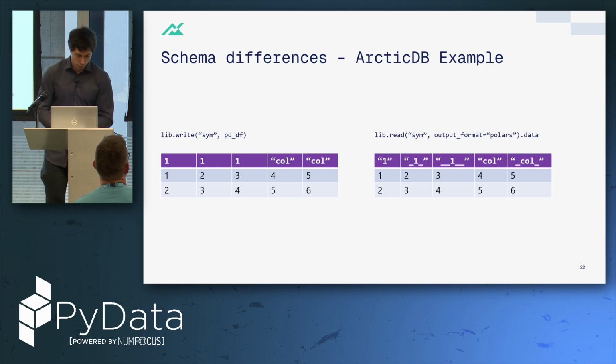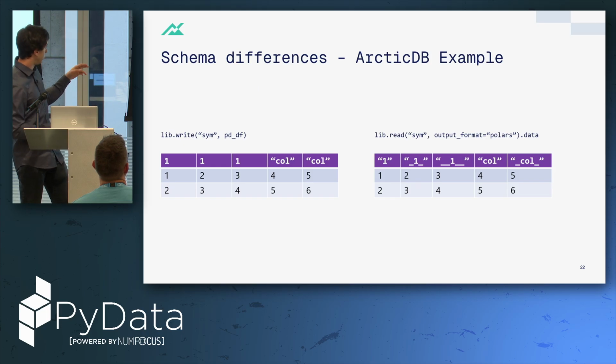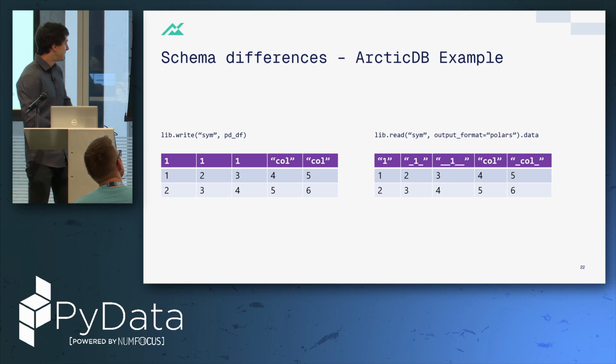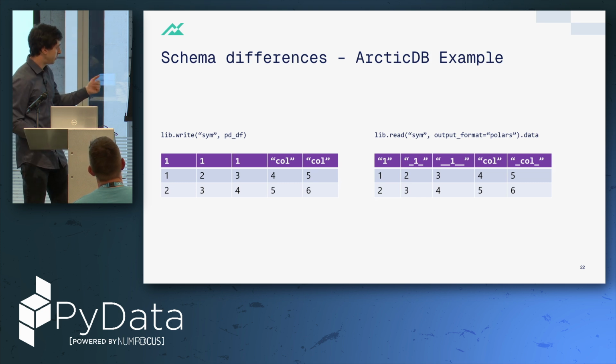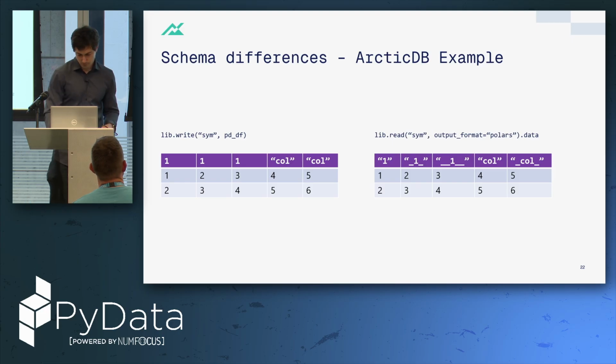And just a quick example. In ArcticDB, you can do the following. You can create a data frame which has 3 columns named 1, 2 columns named col. And if we read it back as Polars, we will actually get something that looks like the result on the right. We will have underscores deduplicating, and we will have the integer 1 be converted to a string 1. And we will have the additional metadata in the Polars data frame if we need to extract that.